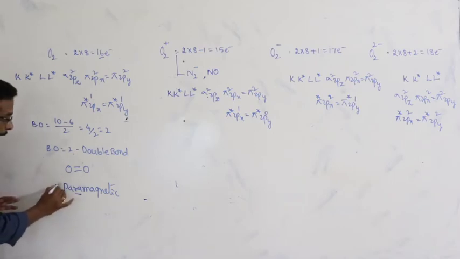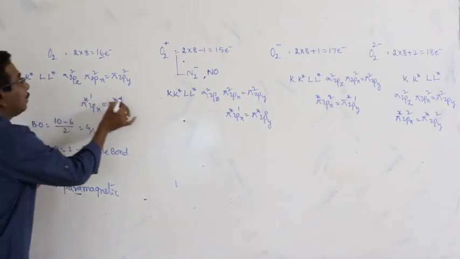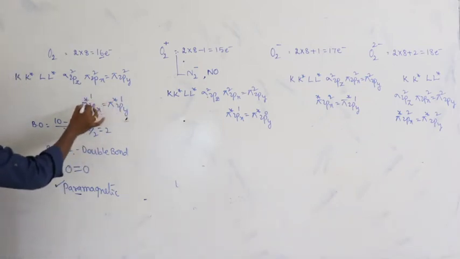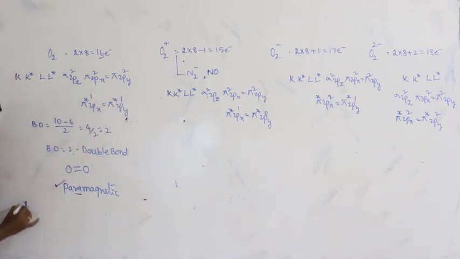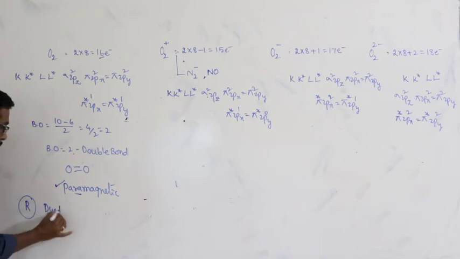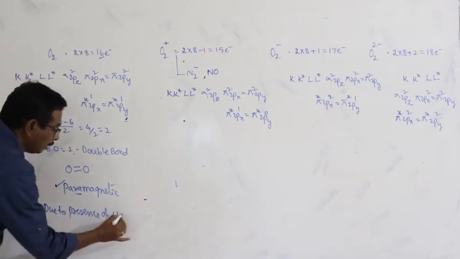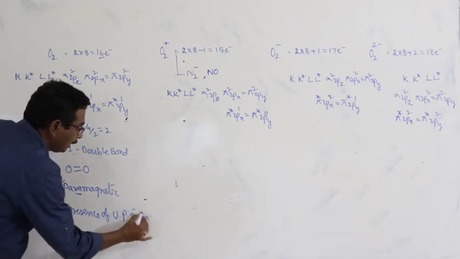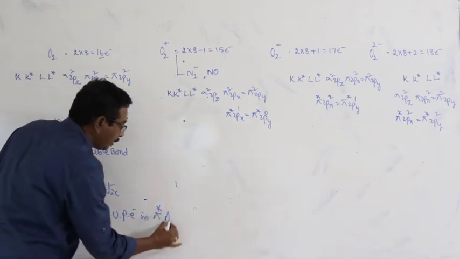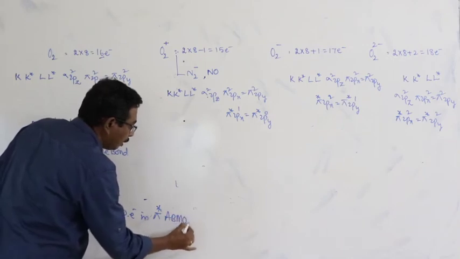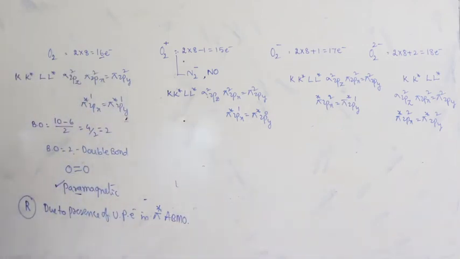What is the reason for the paramagnetic nature of oxygen? Due to availability of unpaired electrons in pi star antibonding molecular orbitals. Very, very important. This is an objective question, important question. Due to presence of unpaired electrons in pi star antibonding molecular orbitals. Here the oxygen molecule is paramagnetic in nature.